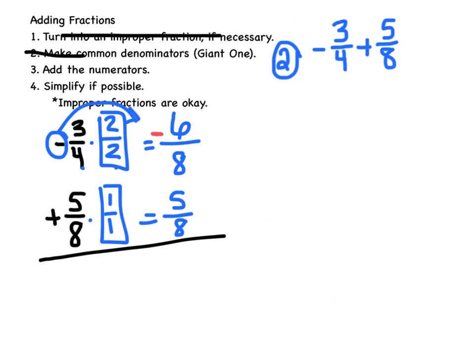Add the numerators. So we have negative 6 plus 5, and we get negative 1. And then the denominators stay the same. So negative 1/8 is our answer. And I can't simplify that anymore, so that's our final answer.